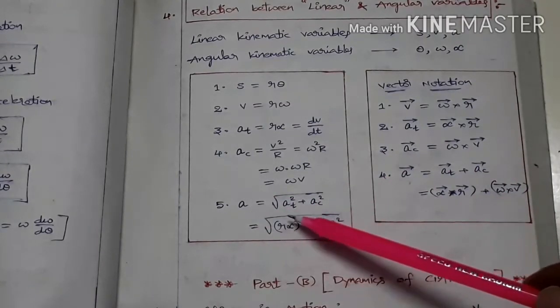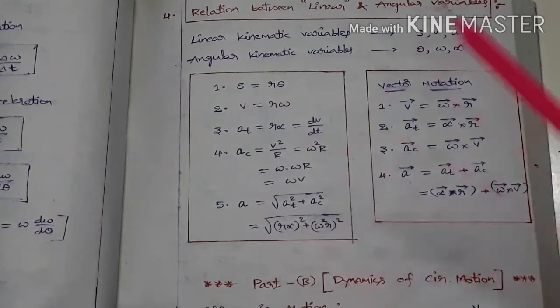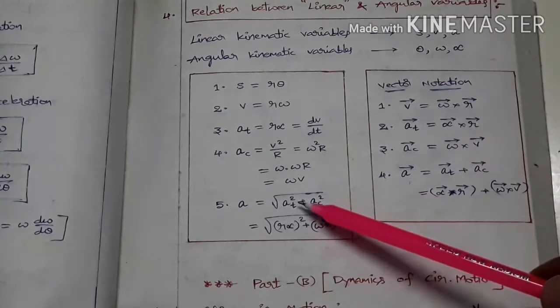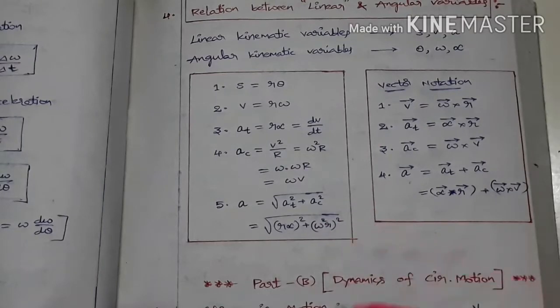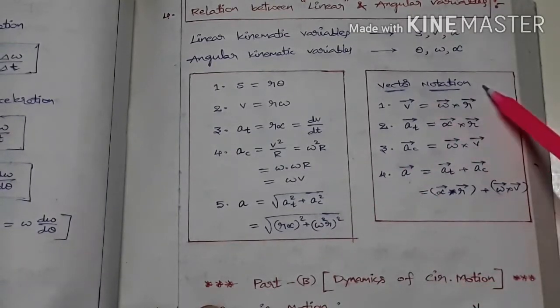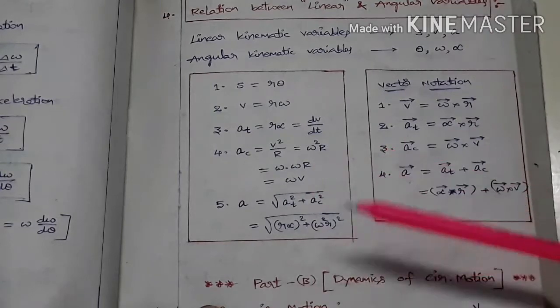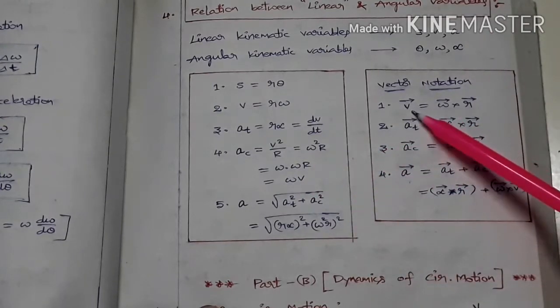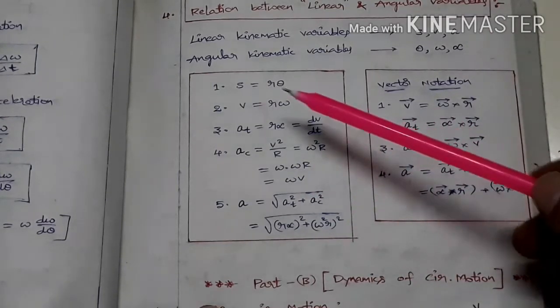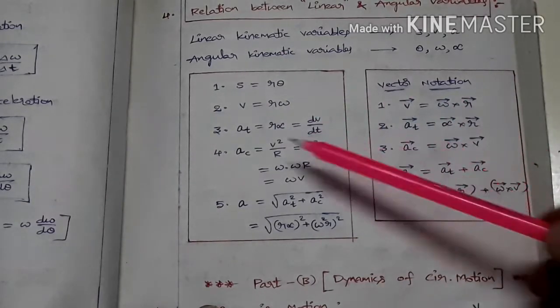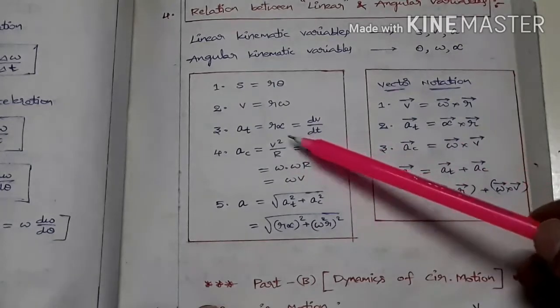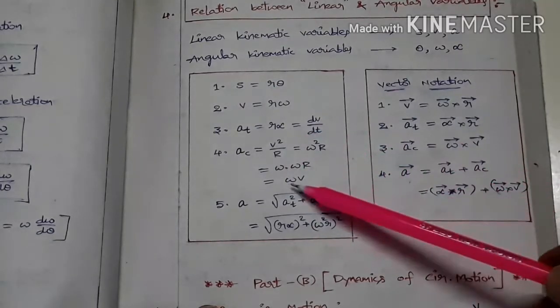Resultant acceleration A equals root of AT square plus AC square. So in the place of AT, R alpha whole square, plus in the place of AC, omega square R whole square. So in terms of vector notation, how can we relate these quantities? V bar, linear velocity, and omega, V and omega. AT here: alpha and R. In the case of AC: omega and V.